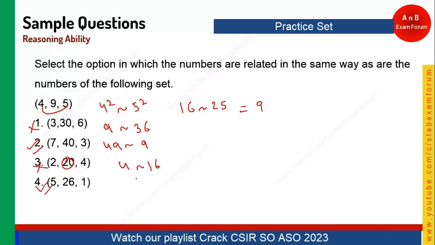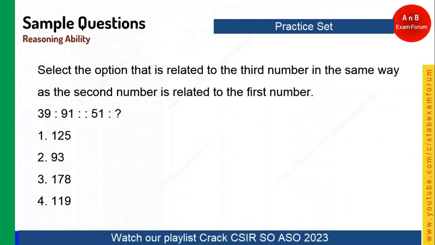Let's see the next option. 25 minus 1, 26. No, this is also wrong. So option 2 is the correct answer. Option 2 for this question is the correct answer. So those people who have given option 2 as their answer are correct. Okay, let's move to the next question.